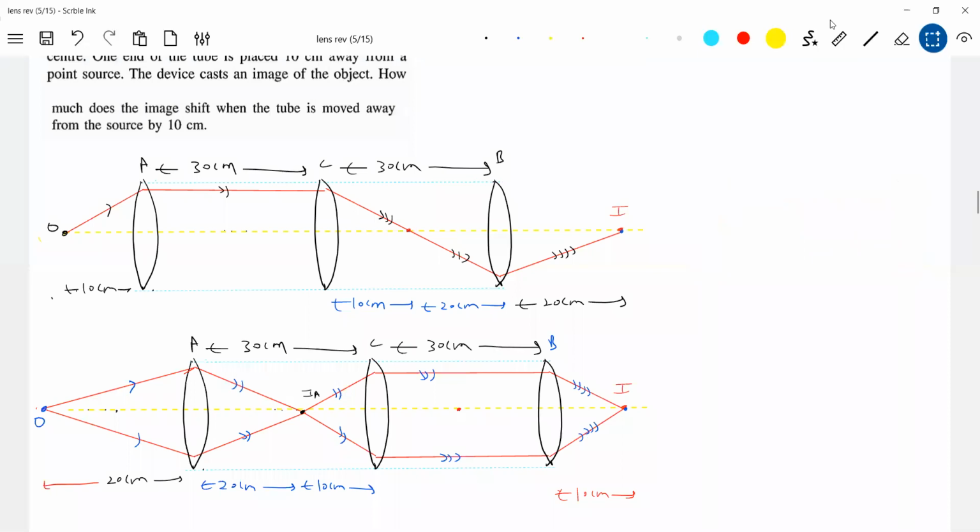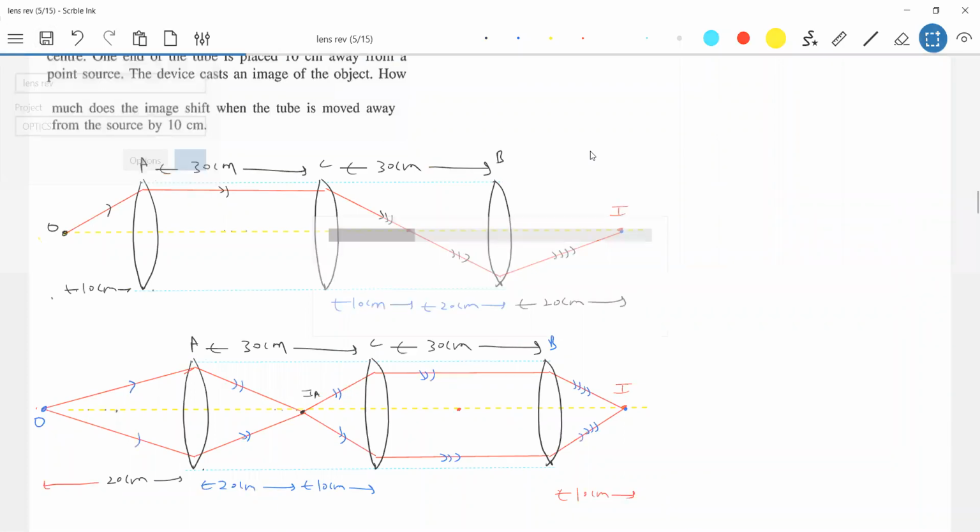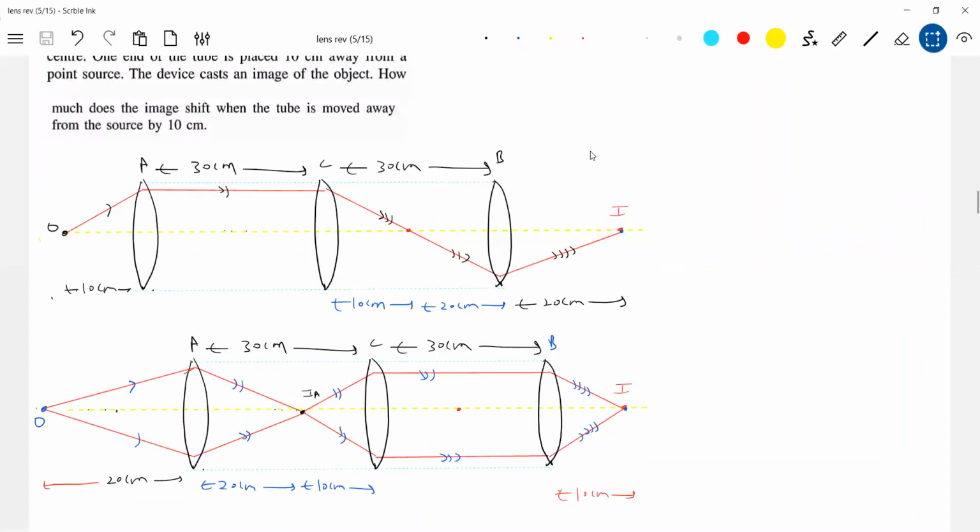The position of the image will not change. Please do refer to my notes. How much does the image shift when the tube is moved from the source? So what should be the answer? No shift in the image. No shift in position of image.